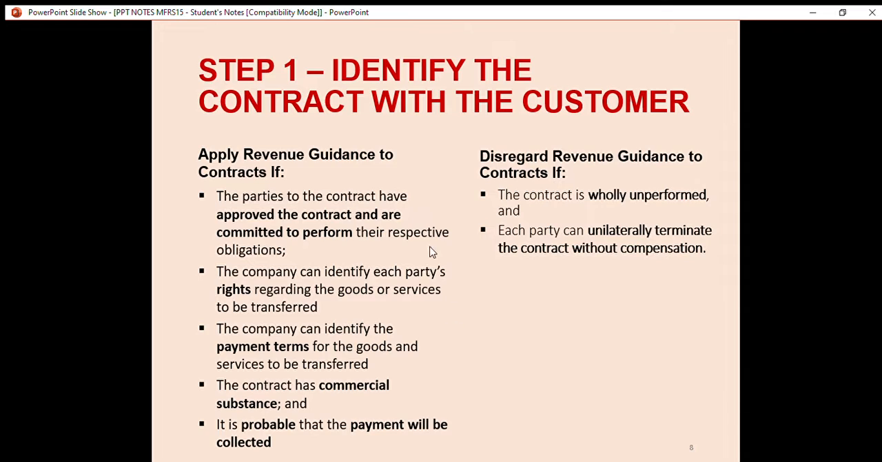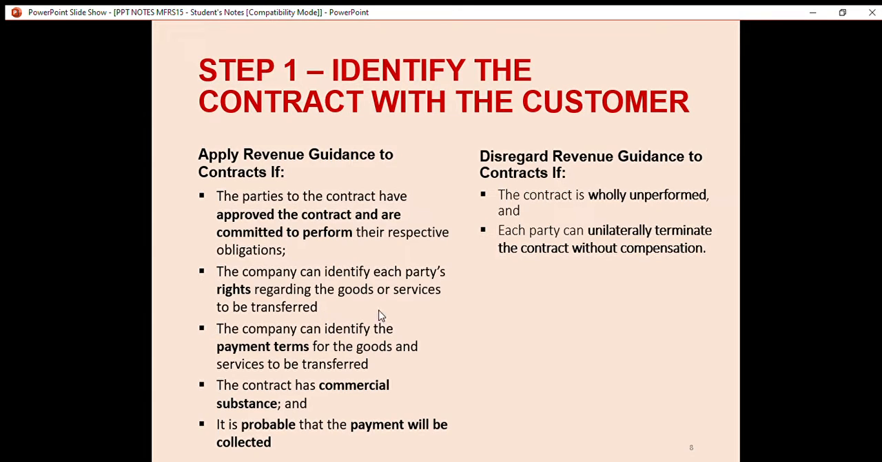Now let's go to revenue guidance of MFRS 15. The revenue guidance of MFRS 15 shall be applied to a contract if it meets the following criteria. Basically there are 5 criteria that have to be met by a contract in order to apply this revenue guidance. The first criteria, the parties to the contract have approved the contract and are committed to perform their respective obligations. Second, the company can identify each party's right regarding the goods or services to be transferred.